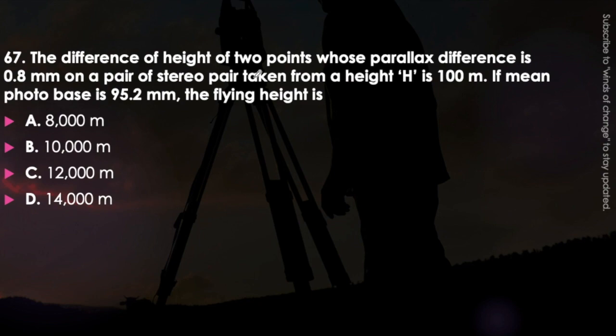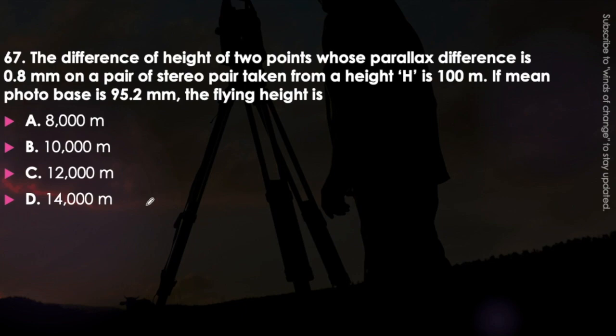Next question. The difference of height of 2 points whose parallax difference is 0.8 mm on a pair of stereo pair taken from a height H is 100 meter. Okay, and if the mean photo base is 95.2 mm, the flying height will be 8,000 meter, 10,000 meter, 12,000 meter, or 14,000 meter. Just think about it. Here we have to know about the formula for the parallax difference, and on that basis we will determine the answer here.